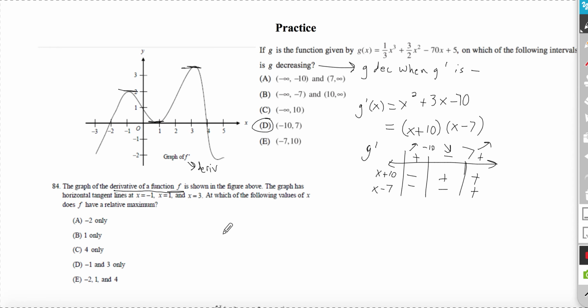Which of the following values of x does f have a relative maximum? I know f has a relative maximum when f prime changes from positive to negative. I'm looking at the f prime graph. So where does f prime change from positive to negative? Right there. That's where f prime changes from positive to negative. I'm looking for where f, the original graph, has a maximum, so I look at where its derivative changes from positive to negative. Right there. These horizontal tangents, that was some information we did not need.